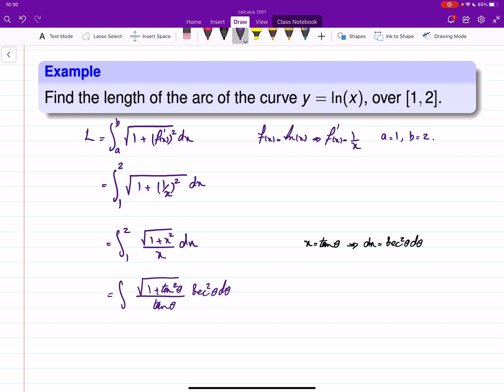What will happen to the limits of the integral? When x is equal to 1, tan theta is equal to 1. That means theta is going to be pi over 4. If x is equal to 2, then what is the angle whose tan is equal to 2? I don't know. I'll just write theta is going to be tan inverse of 2. So my integral now is this one here.